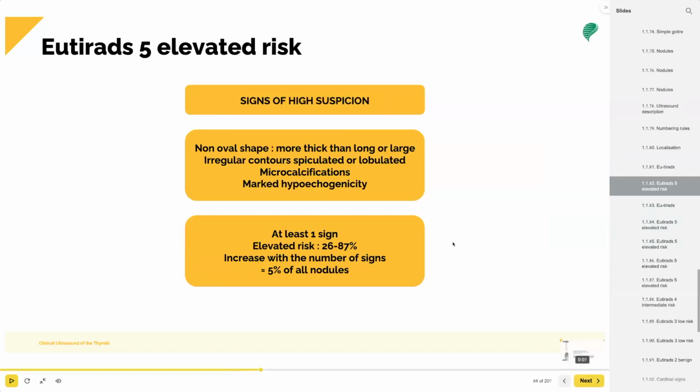Right, so a level 5, we'll start from here, from the top, would be a sign of high suspicion. Usually the shape would be a non-oval shape. It would be more thick than long, or it would have irregular contours. The microcalcifications would also be present. So with even one of these signs, the risk does go up to about 26 to 85%.